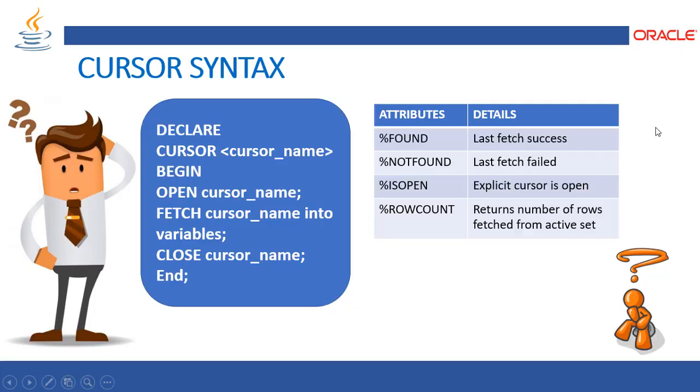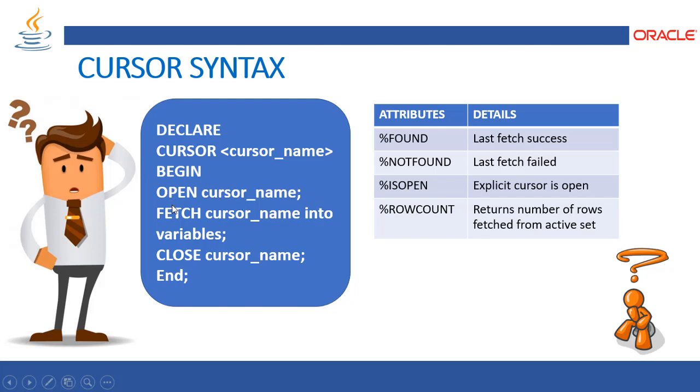Cursor syntax and declaration. Here we will see how we create an explicit cursor. First thing first, we have to declare the cursor for initializing memory. So declare, then we define the cursor name, then begin. Then we have to open the cursor for allocating the memory: open cursor name.